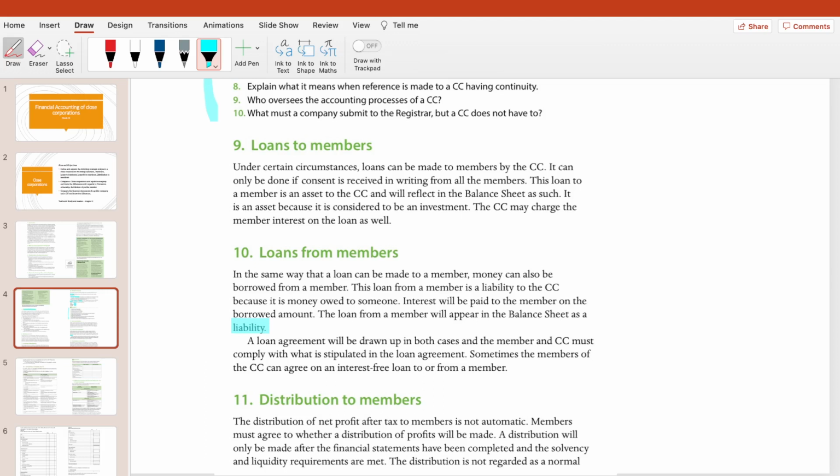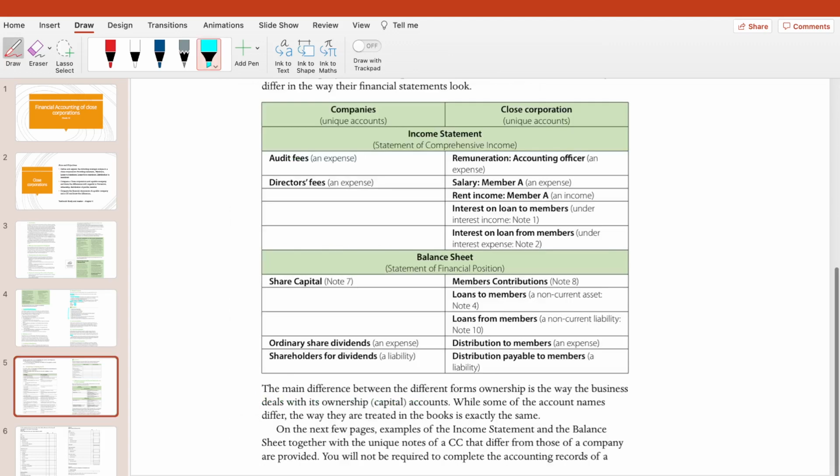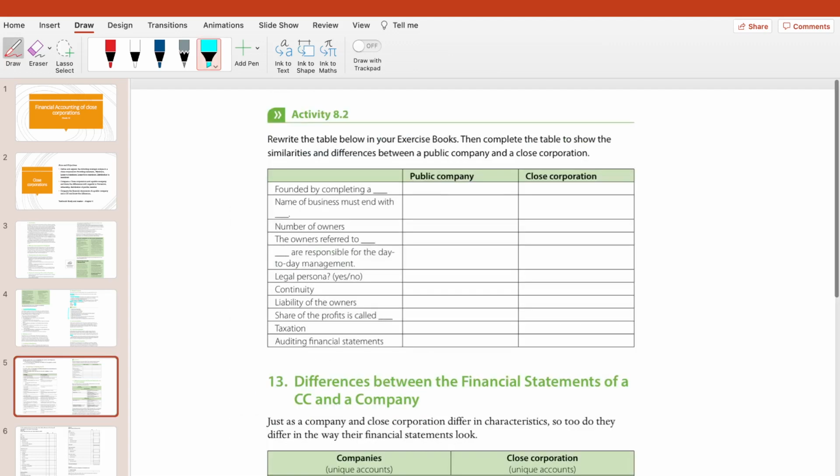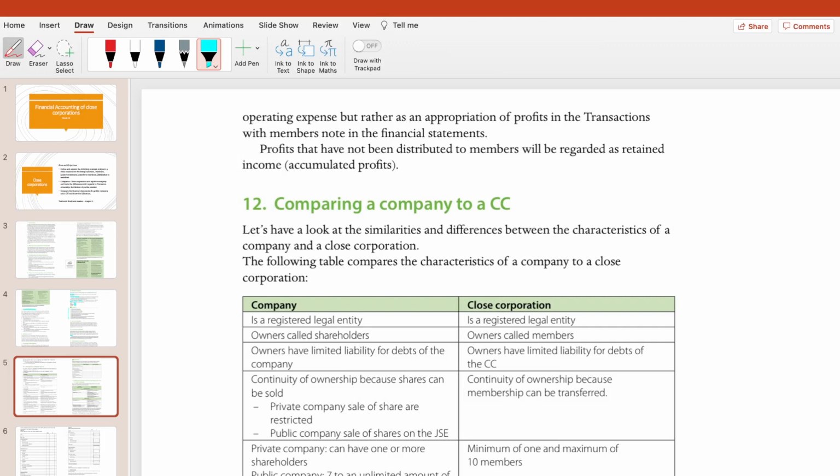A distribution is not regarded as a normal operating expense, but it is rather an appropriation of profits in the transactions with members note in the financial statements. Profits that have not been distributed to members will be regarded as retained income, and that was also part of company that you've learned in term 1.